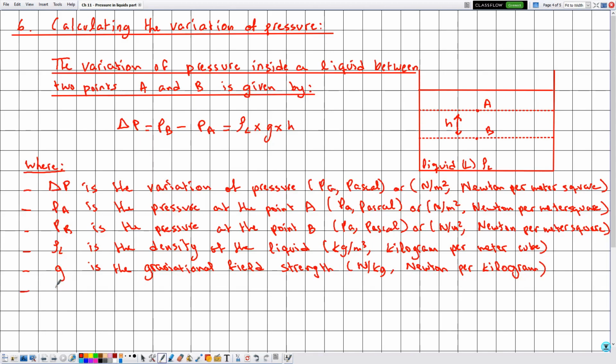And H is the difference of levels between points A and B. So because H represents depth or length, it's expressed in meter, which is the SI unit of length.